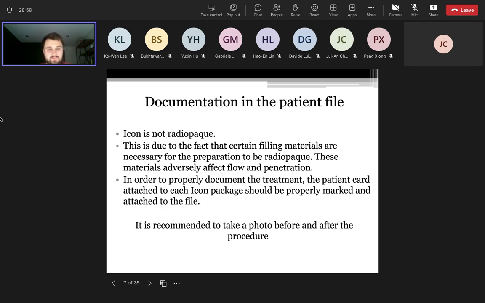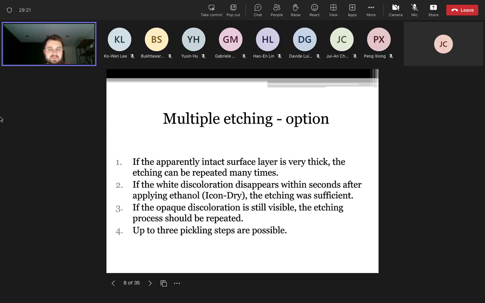So to document the treatment, it is really good to make the standard intraoral photos of the patients before and after the procedure. So our phones, our cameras, and we are able to do the documentation. Sometimes only one etching and one placing of the icon is not enough, so we have to do it several times. We can do it up to 3 times, and each time could get a good result.